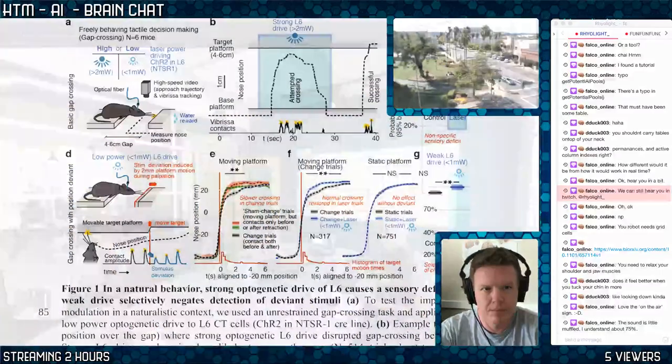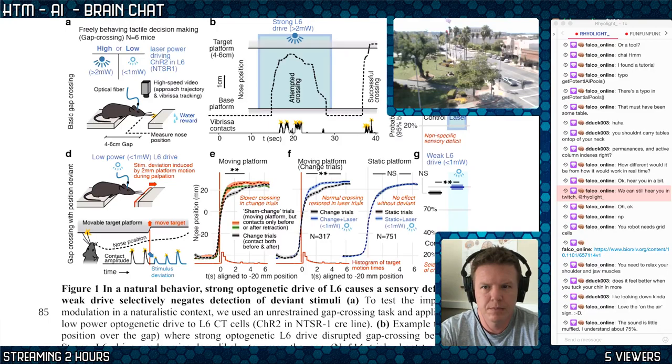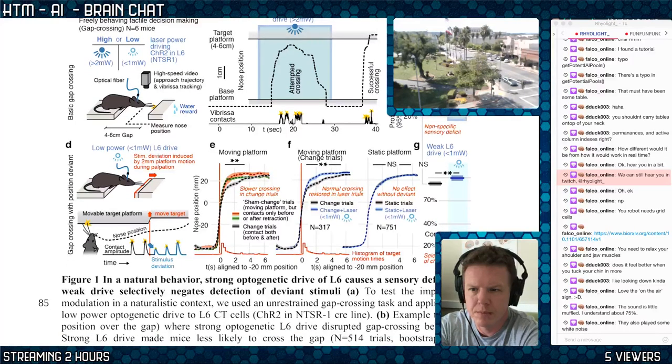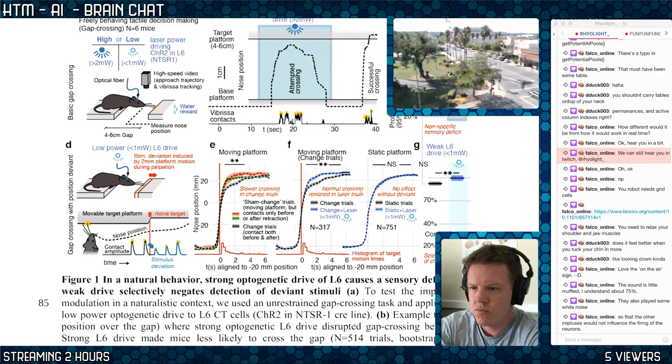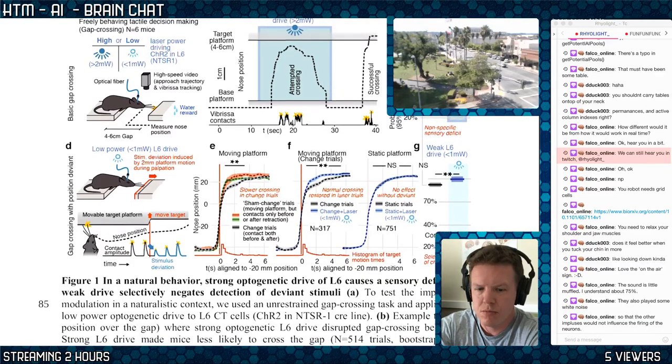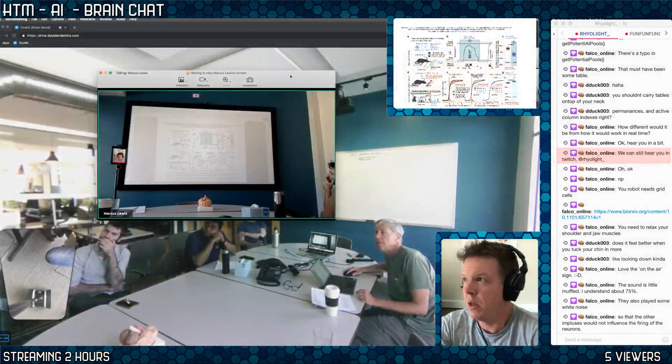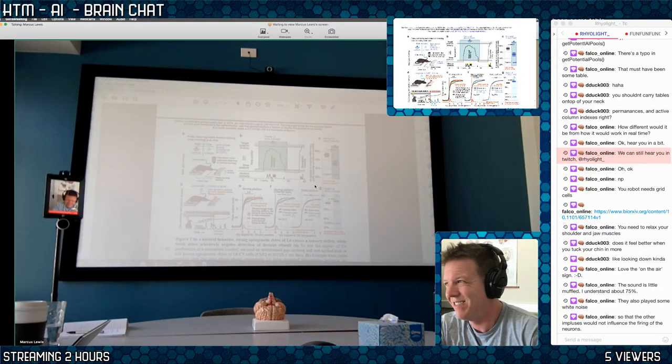But anyway, the experimental result is the following. They have this strong signal and a weak signal, again optogenetically modifying layer 6. For example, in this particular case, if we strongly activate layer 6, which just means some amount of energy out of the laser greater than 2 milliwatts, then the performance of the rat crossing the gap is reduced. This is an area where they're activating layer 6, and the rat is less likely to make it across. Over here, where they're not activating layer 6, the rat makes it across better. I'm not going to go into this, these figures get really complicated.